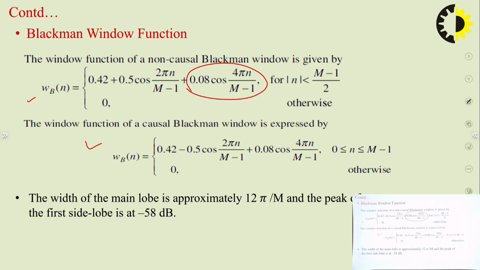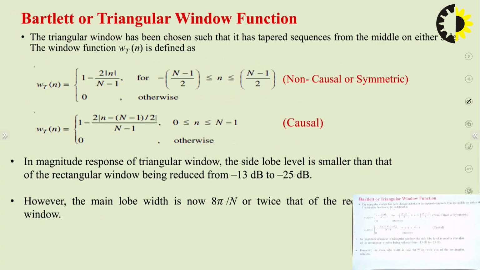You can see the width of the main lobe keeps increasing as we move along. Then the last one is the Bartlett or triangular window function. The triangular window function has been chosen such that it has a tapered sequence from the middle to either side. The window function w(n) is defined as.